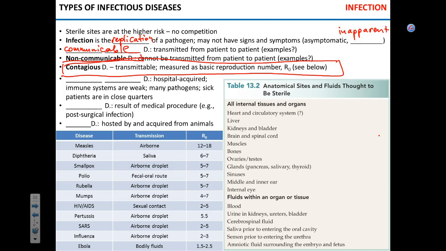Contagious is a similar word to communicable, but we also sometimes say one disease is more contagious than another. Which means a more contagious disease is more easily transmitted from person to person. Is that clear? Disease can be more or less contagious. And the ability of people to transmit disease between them is characterized by the model of basic reproduction number, or R0. Okay?